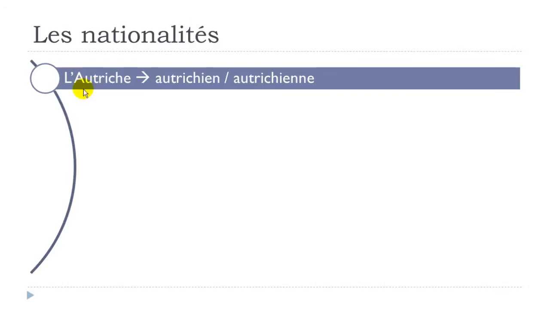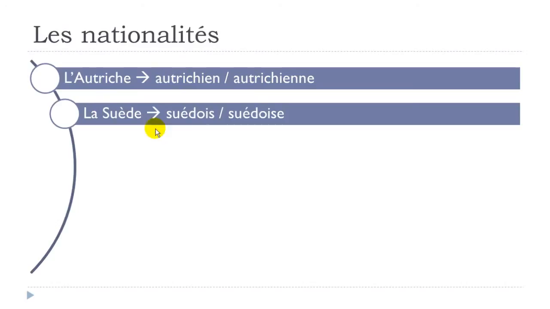L'Autriche, autrichien, autrichienne, so same thing here, you get E and then double N, you open the E, autrichienne, okay, autrichien, autrichienne. La Suède, suédois, suédoise, okay, suédois, suédoise.